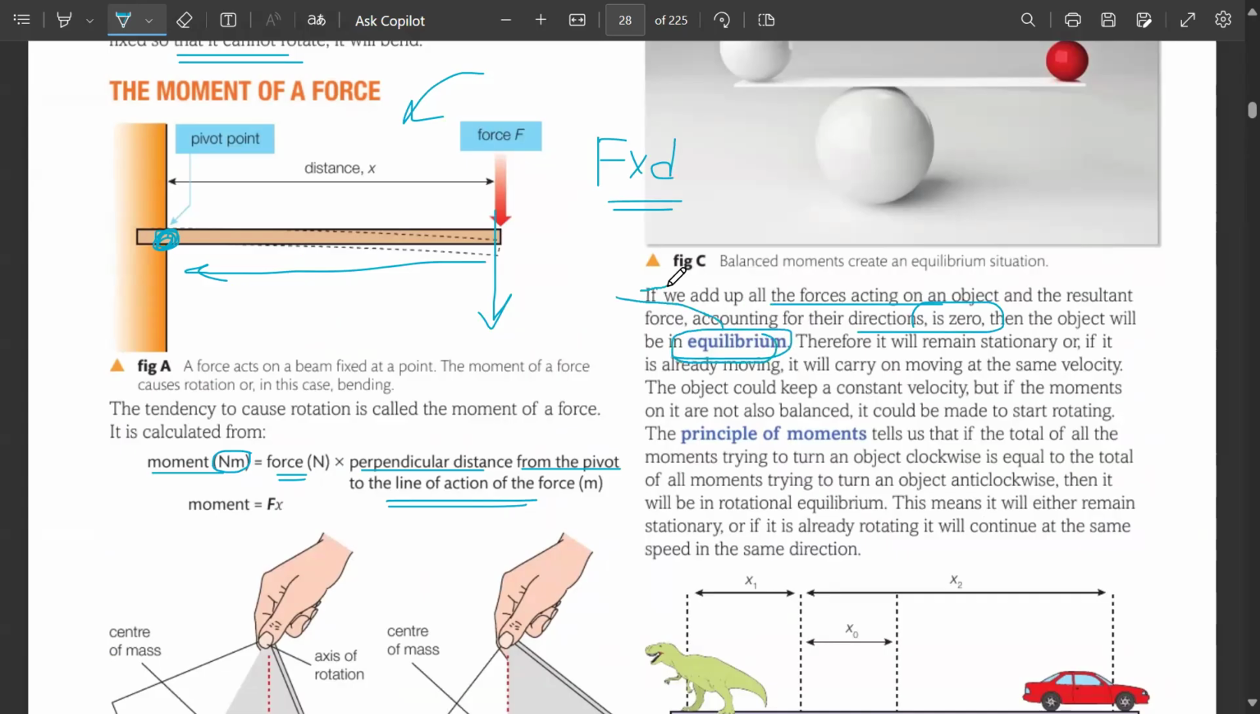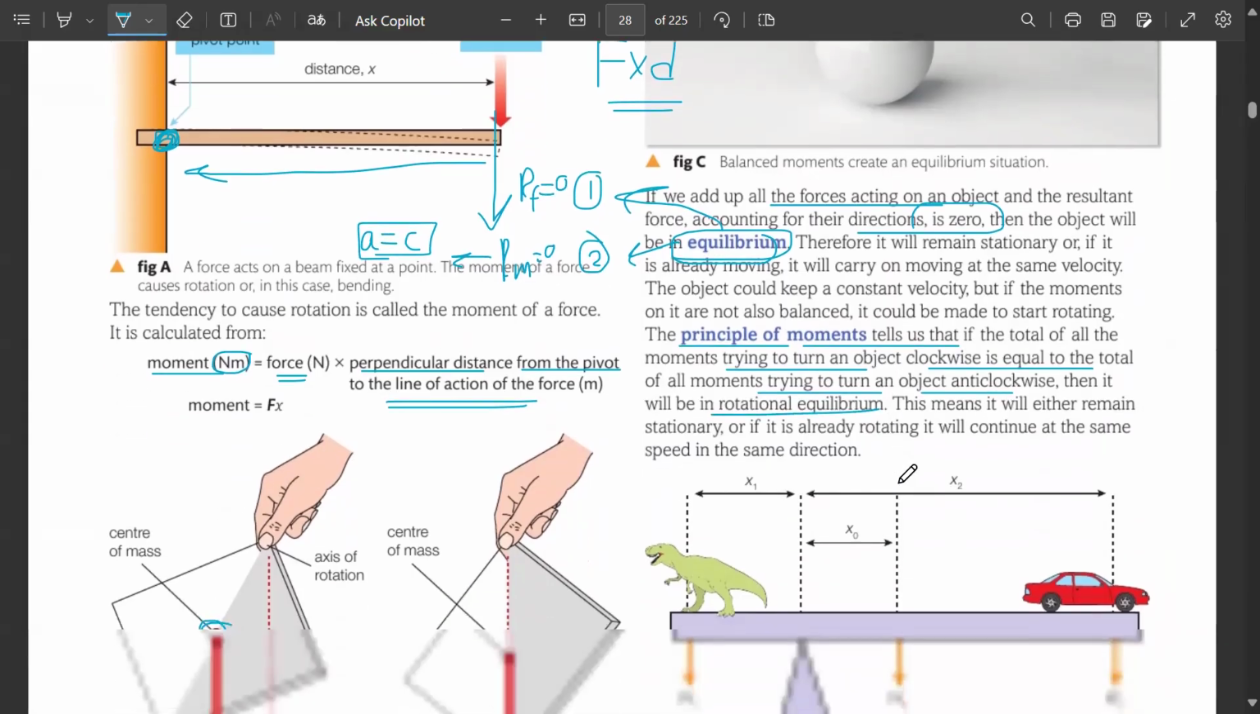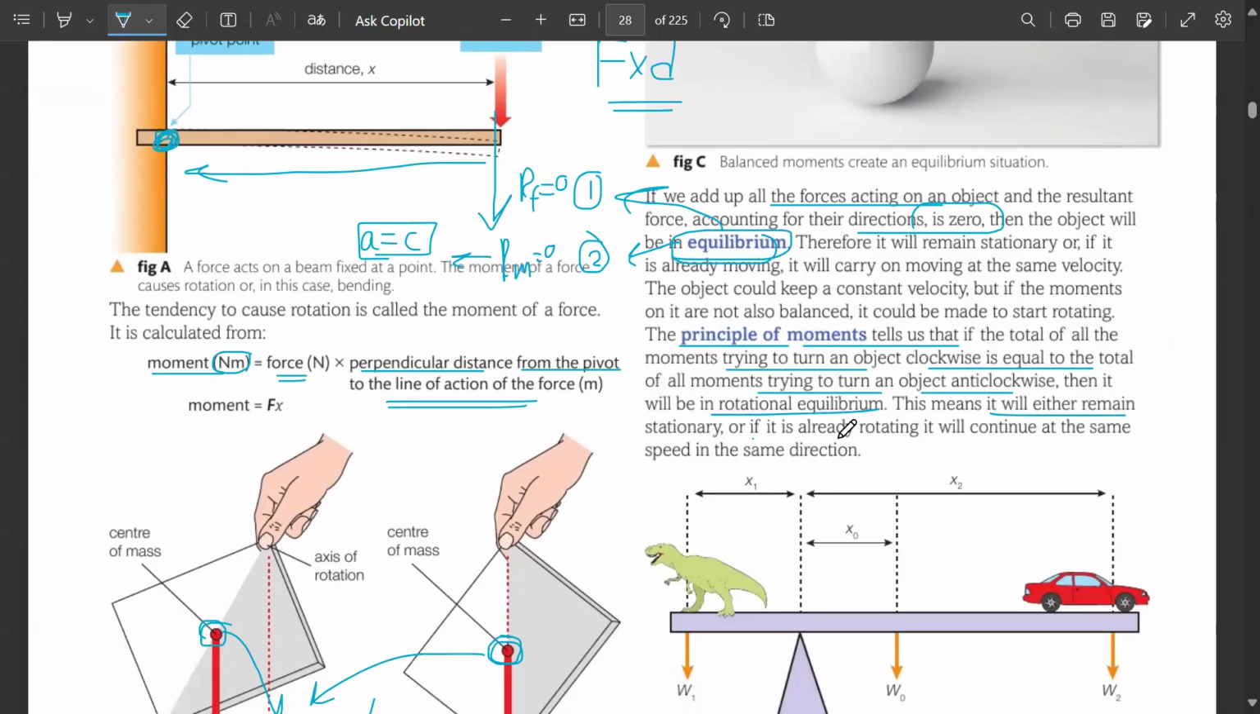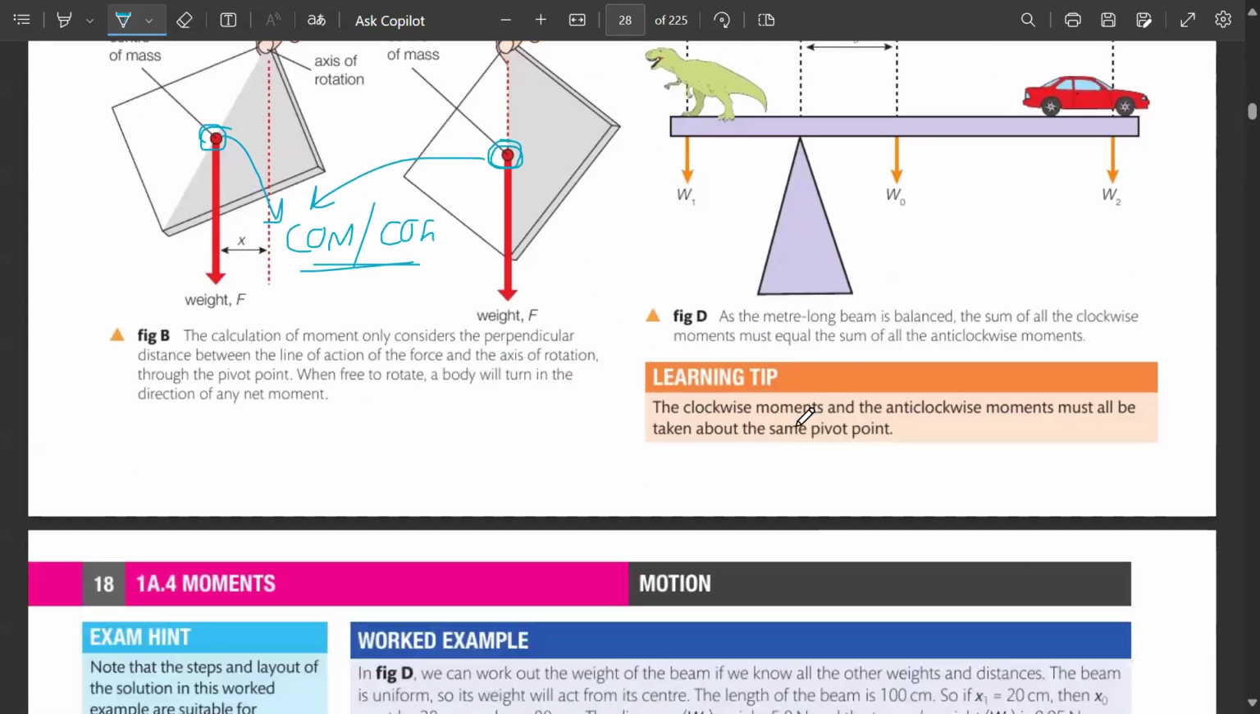There are always two conditions for equilibrium. What are those two conditions? The first condition is that the resultant force sum would always be zero. The second is that the resultant moment sum would always be zero, meaning that the anti-clockwise moment would be equal to the clockwise moments. So the principle of moments tells us that if the total of all the moments trying to turn an object anticlockwise is equal to the total of all moments trying to turn an object clockwise, then it will be in rotational equilibrium. This means it will either remain stationary, or if it is already rotating, it will continue at the same speed and direction.